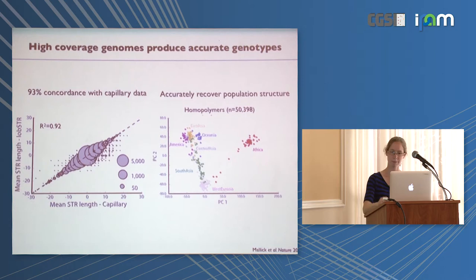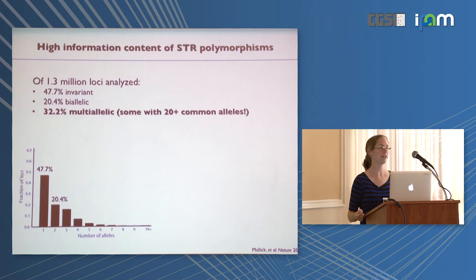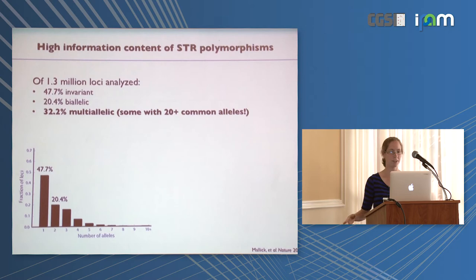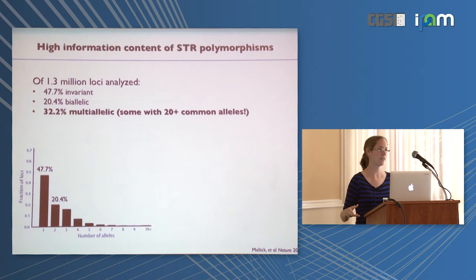Okay, so now we have this catalog of more than 1 million loci where we have cataloged allele frequencies and individual genotypes across large numbers of individuals. We can get kind of the first picture of what is the landscape of STR variation across populations.